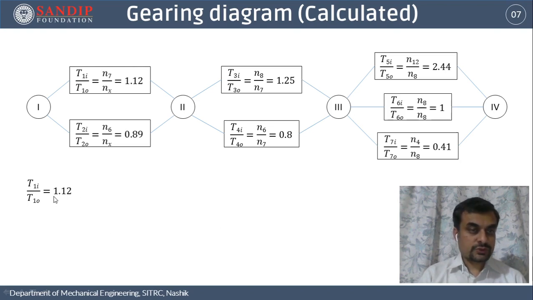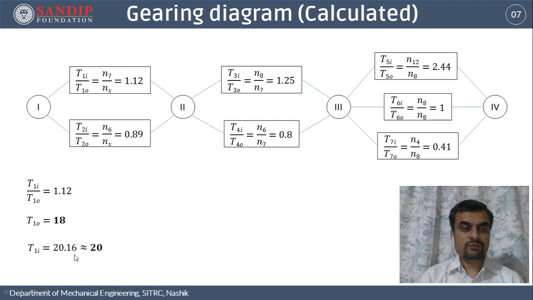So the ratio is 1.12. Now this ratio is greater than 1, which means numerator is greater than the denominator. So this has to be a smaller gear. So let us assume T1O equal to 18, which is the first guideline for calculating the number of teeth. We will get T1I is equal to 20.16.